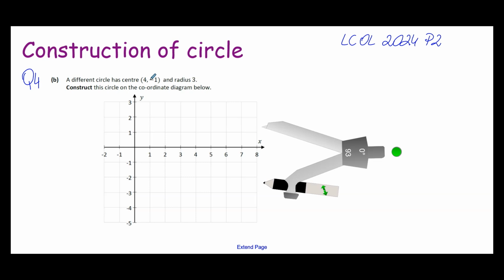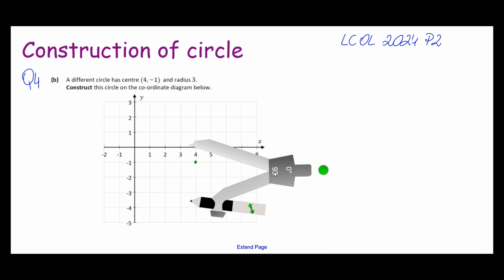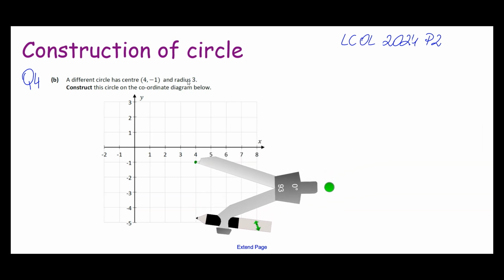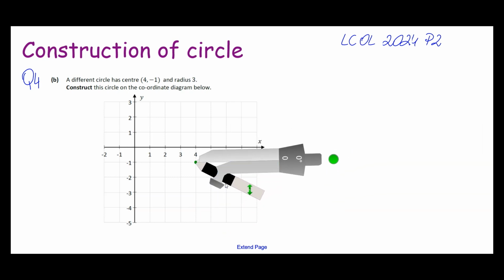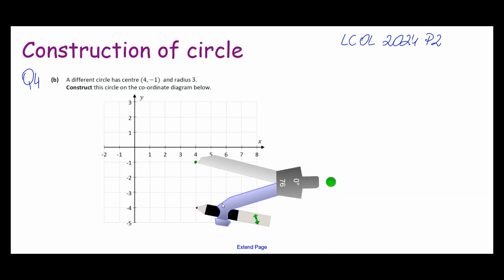So first, I'm marking my center. So x is 4 and y is -1. So that is the center. And then I am told that the length, how far I am extending that, is 3. So 1, 2, 3 units.